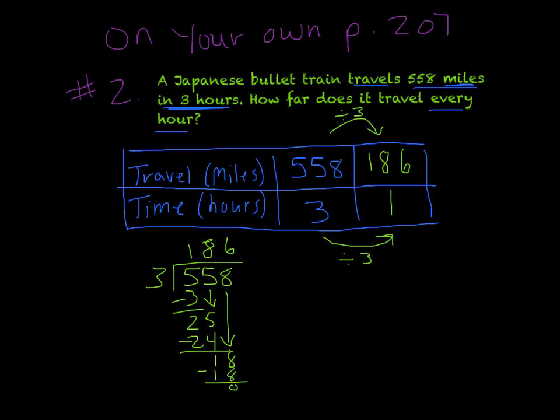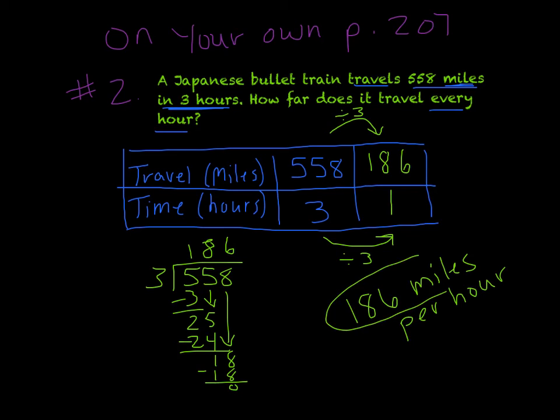So your answer, you could say, is 186 miles per hour. How far does it travel every hour? 186 miles would be your final answer.